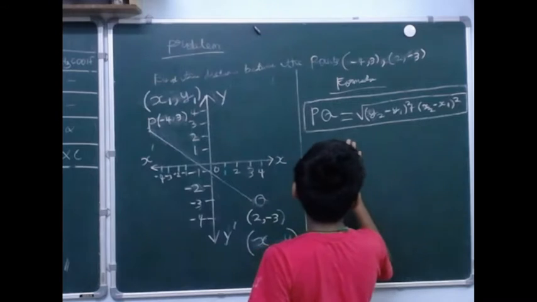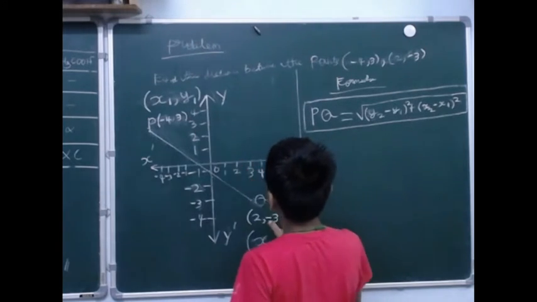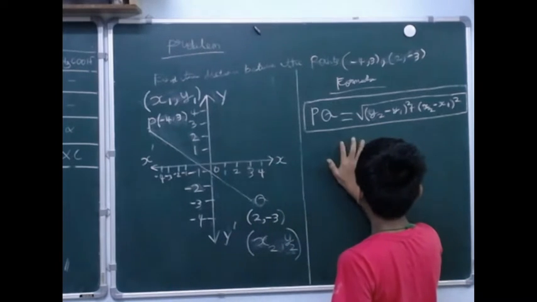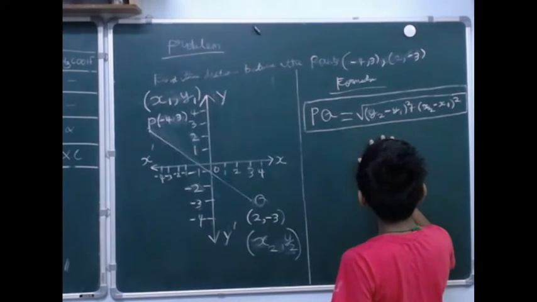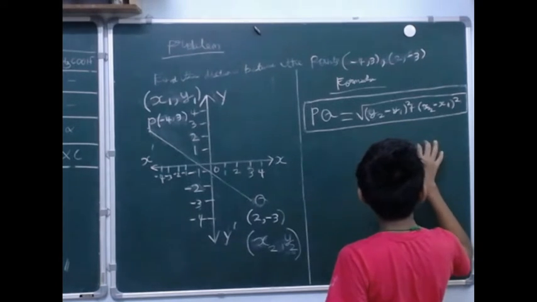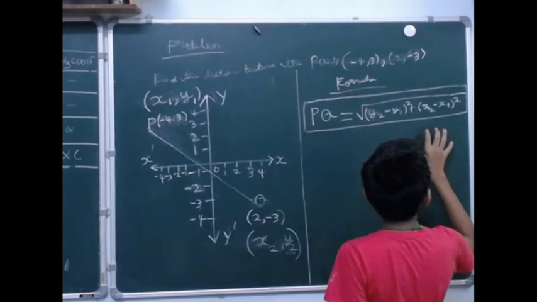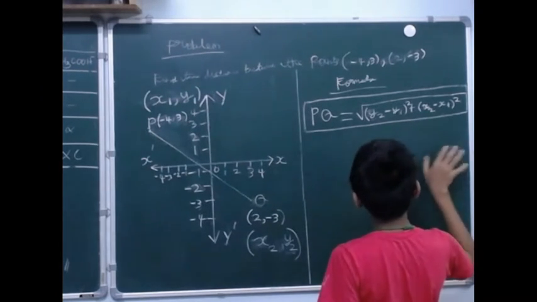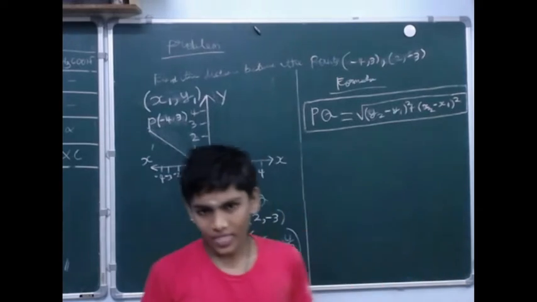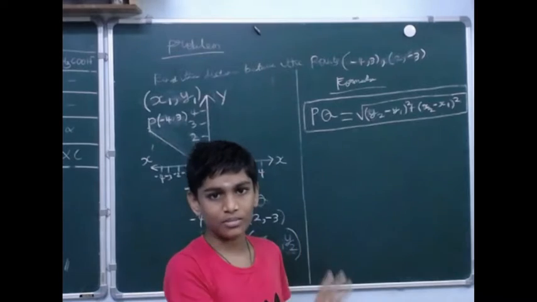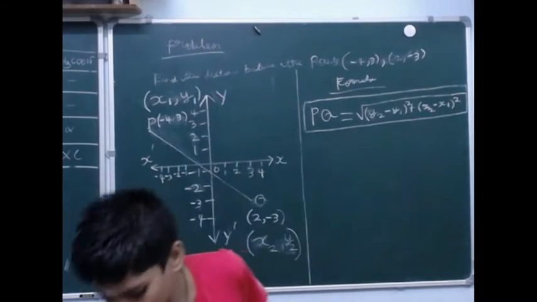This is the formula for finding the distance between 2 points P and Q, and for all sums. PQ is equal to root of open bracket y2 minus y1 whole square plus open bracket x2 minus x1 whole square. Let us see how to substitute these and find the distance between 2 points.